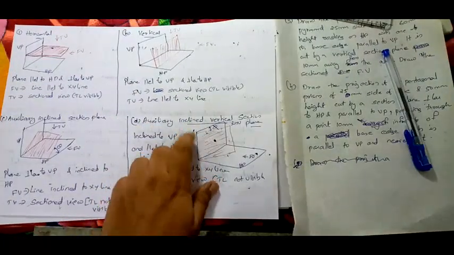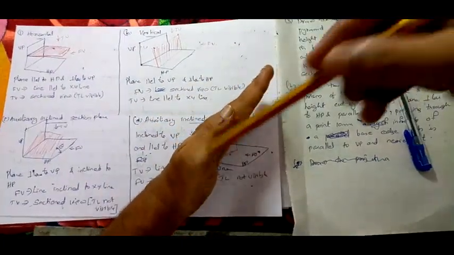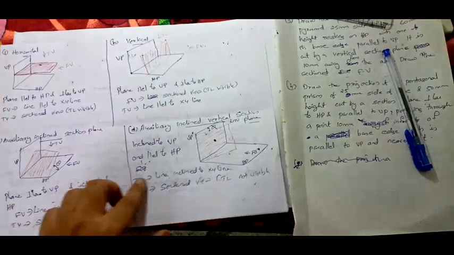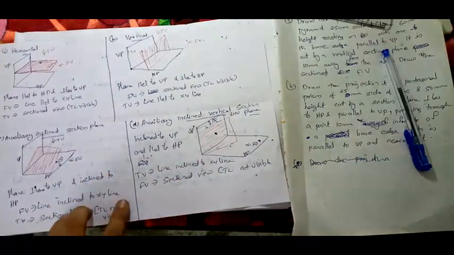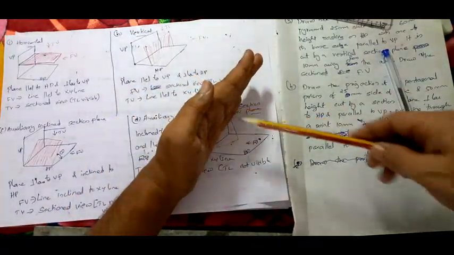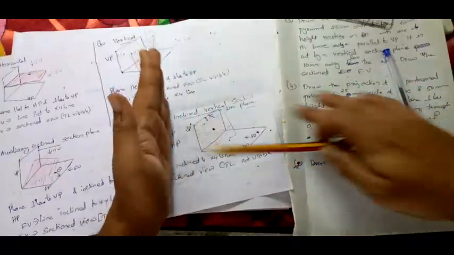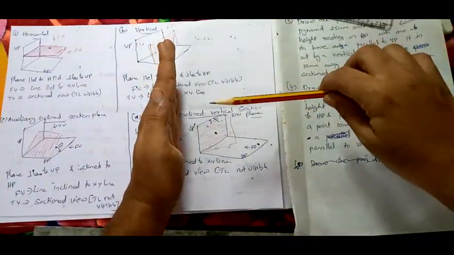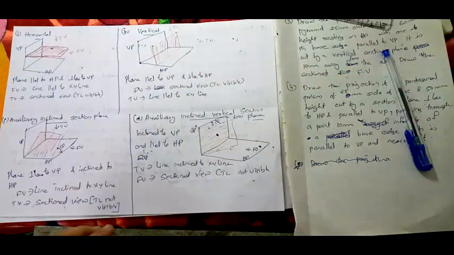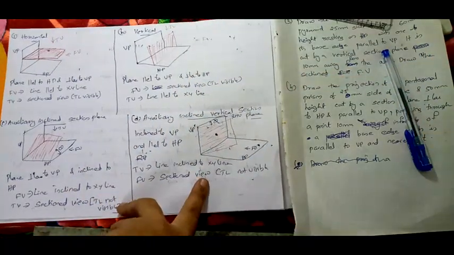So from the top view, you can see only a line which is inclined. So the top view is a line inclined to the XY line, and in the front view you can see the section. See the front view if you are looking from here. If it is parallel, you can see the true length, but if it is inclined, you cannot see the true length. So the front view is the sectioned view where the true length is not visible.